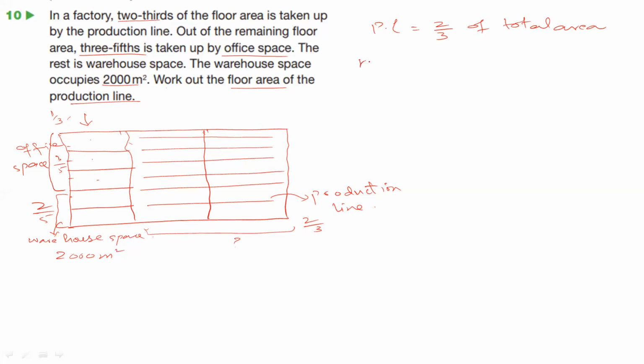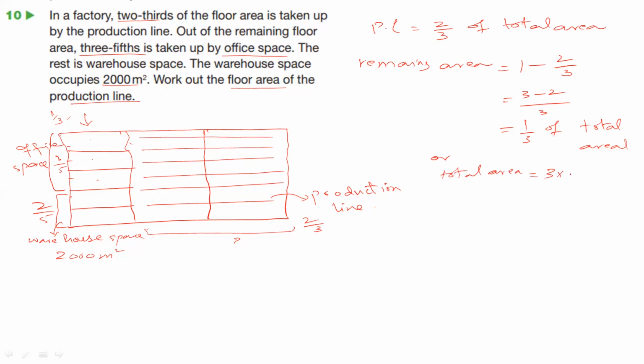And the remaining area. The remaining area is equal to 1 minus 2 by 3, meaning 3 minus 2 by 3, which is 1 by 3 of the total area. This means when we multiply 3 times the remaining area, we get the total area. Or we can write total area equals 3 times remaining area.